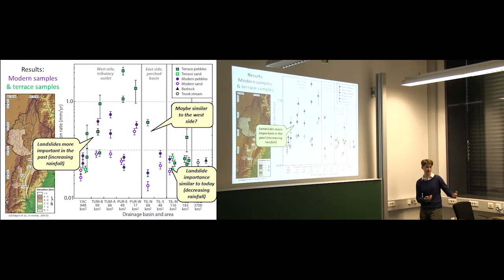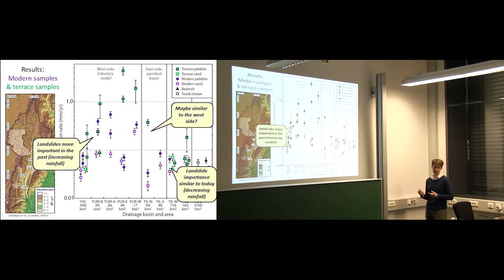Okay, that's the western side of the valley. Next, let's look at what's happening on the eastern side of the valley. What you see is there are a couple paleodenudation rates from pebbles that are a little bit higher, but overall these paleodenudation rates are actually overlapping quite nicely with the modern denudation rates. There's not a very big difference there.